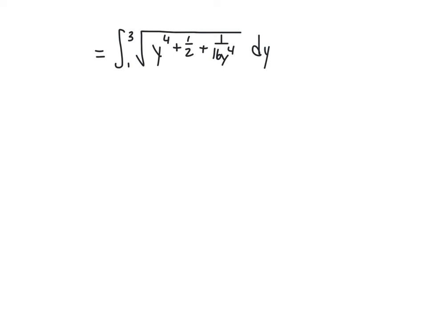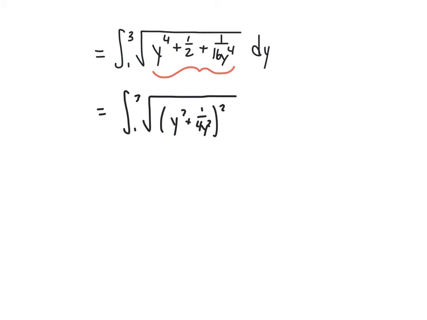So we're working on this definite integral, and we're going to use the fact that we know from the hint that this expression is a perfect square. And so when you factor that, here's what this factored form looks like. It's the same binomial that we had earlier, but it's going to have a plus sign in there. So this is going to be y squared plus 1 over 4y squared, quantity squared. That's the factored form of y to the fourth plus 1/2 plus 1 over 16y to the fourth.